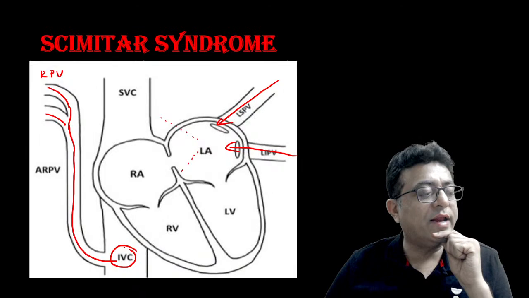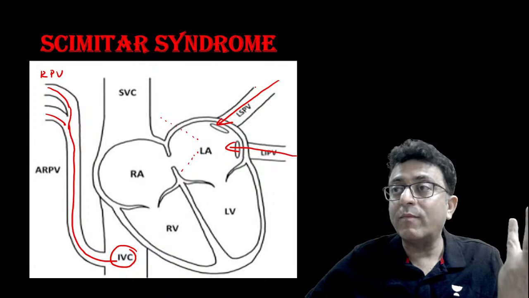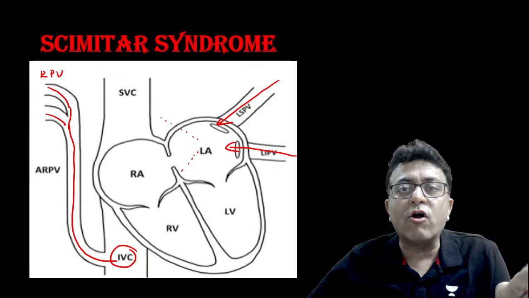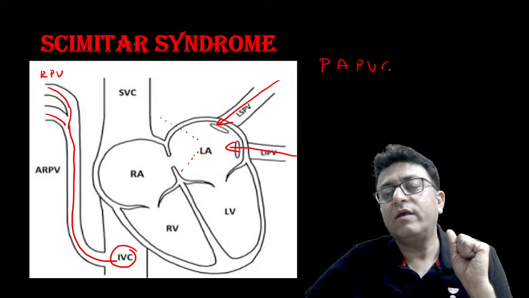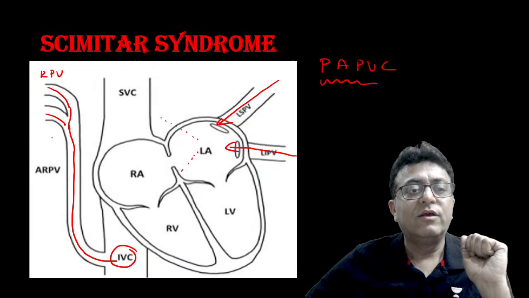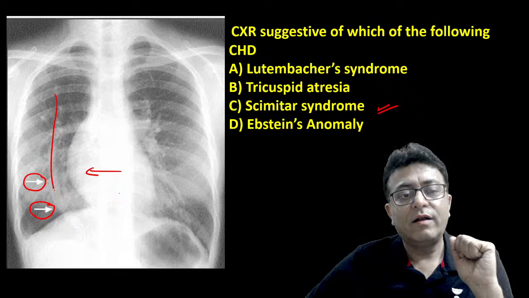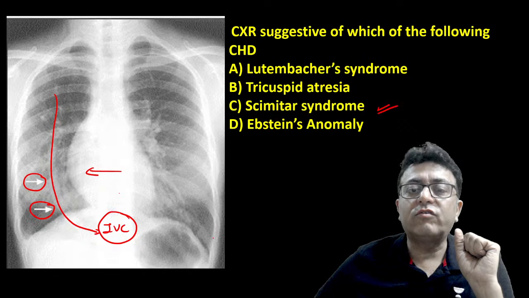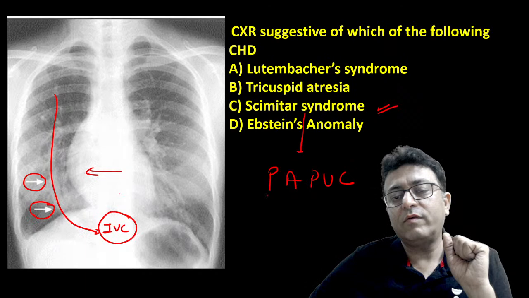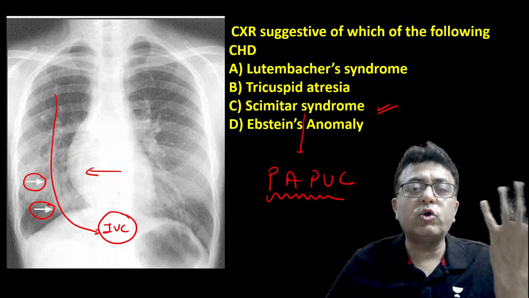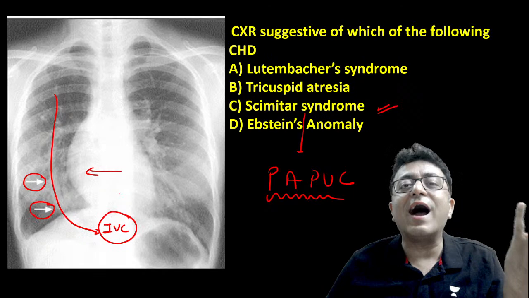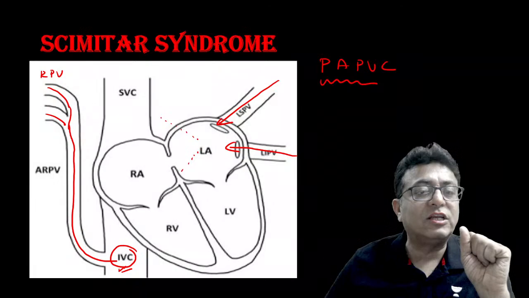So it is anomalous venous connection. Not all four veins, two veins drain anomalously. So it is PAPVC, partial anomalous pulmonary venous connection, where right-sided veins drain into IVC. And this is the channel you are seeing. So scimitar is an example of PAPVC. TAPVC, total anomalous pulmonary venous connection, is where all four pulmonary veins drain into RA, SVC or IVC. Here it's not total, it's partial, because two veins are normally draining into LA. Am I clear?